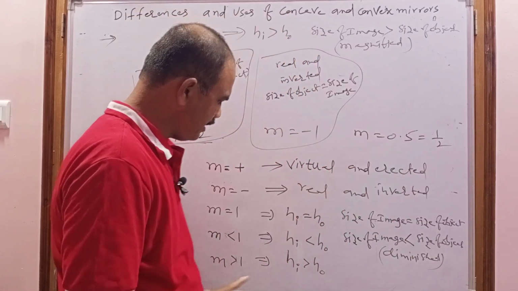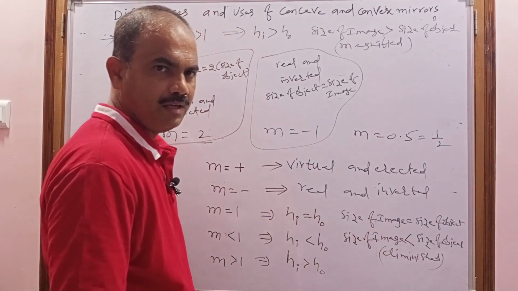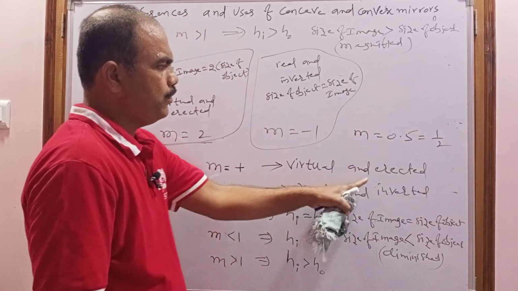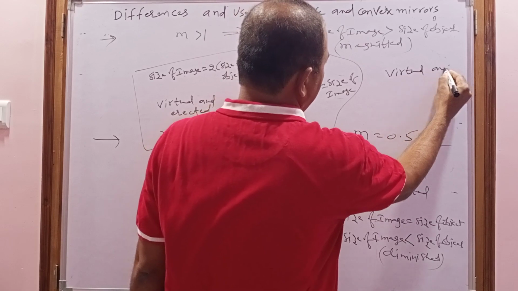And here it is less than 1. Less than 1 means what? Size of image is less than the size of the object. But here which sign will be there? Positive sign. Positive sign means what? Virtual and erect. So the image will be virtual and erect.